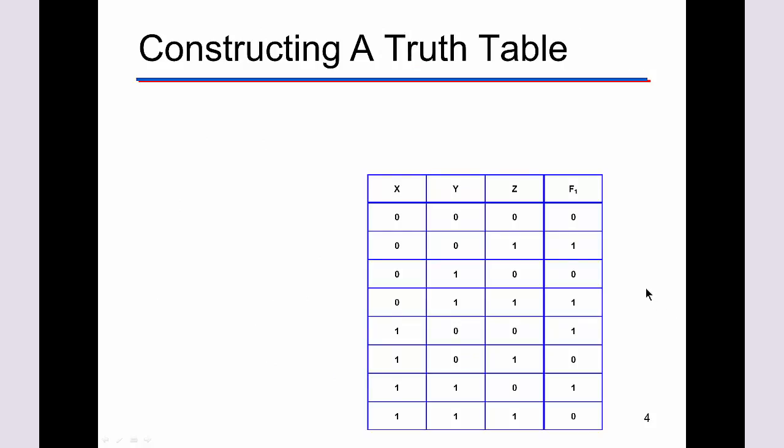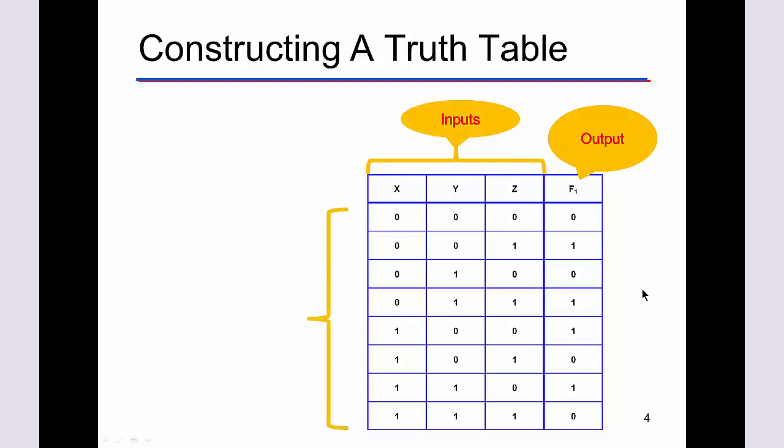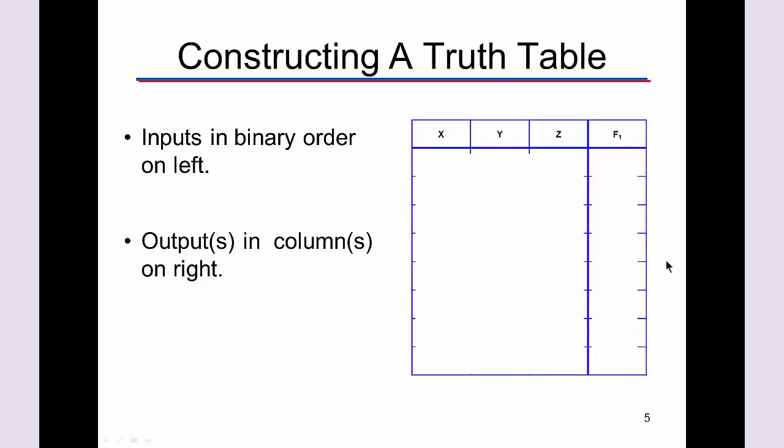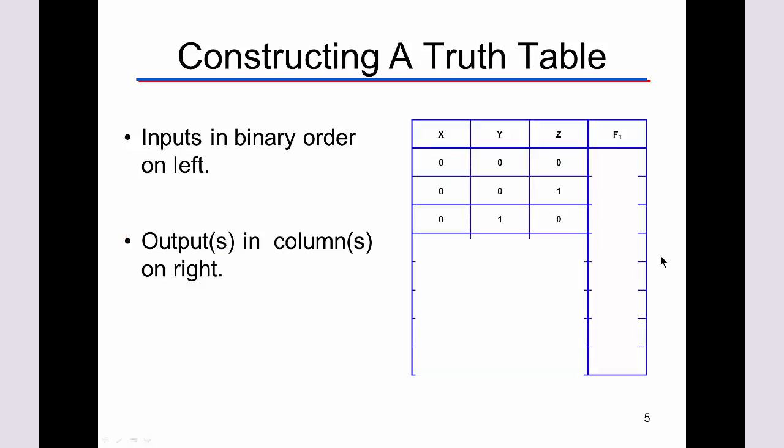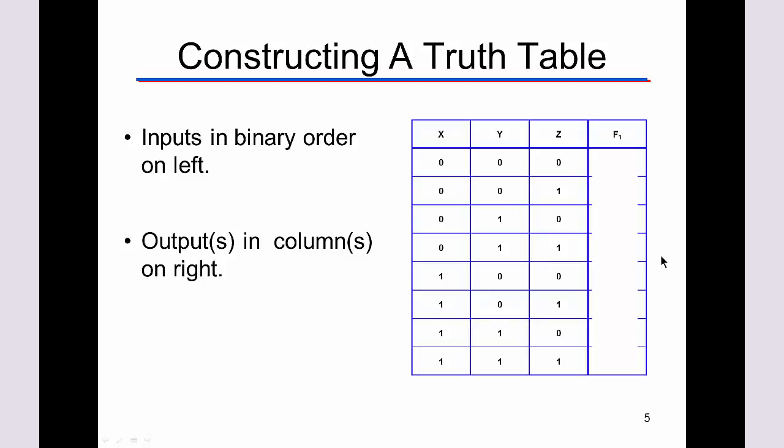A truth table shows how a logic design's output responds to all combinations of possible inputs. A logic design with n inputs will have 2 to the n input combinations. In other words, 2 to the n rows on this truth table. Here we have 3 inputs, x, y, z. So we have 8 rows, 8 possible combinations of inputs on our truth table. The inputs are listed in binary order on the left. The outputs are listed in the columns on the right.